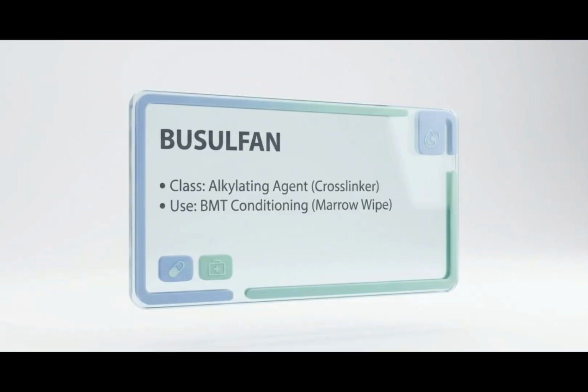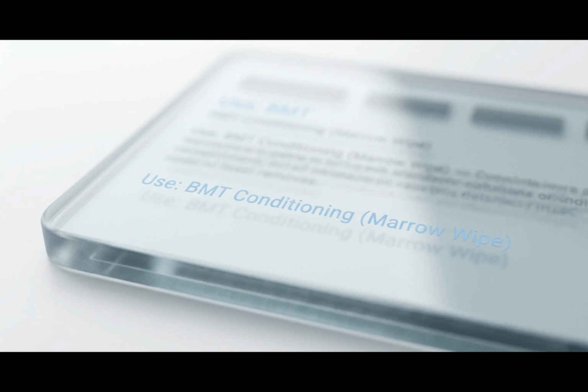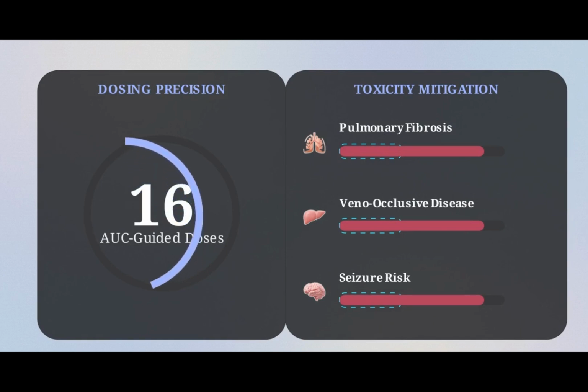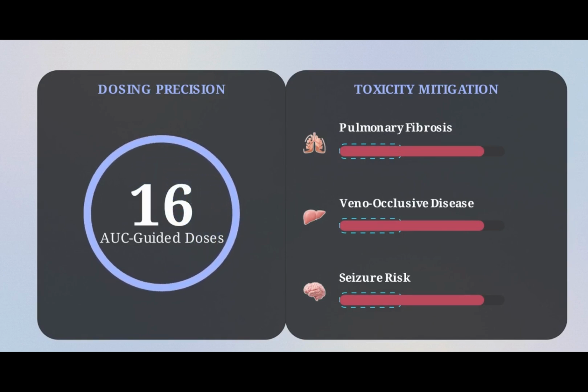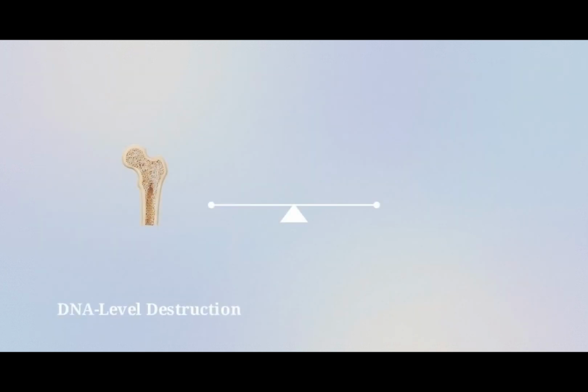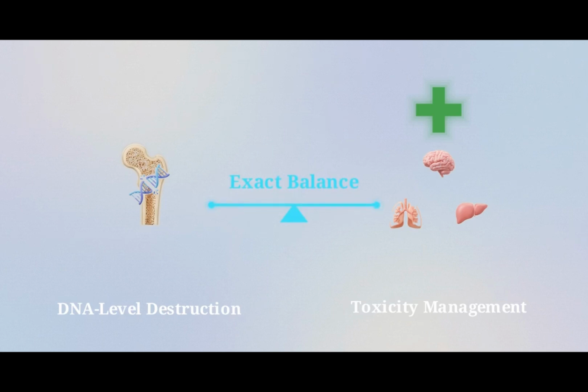Let's review the clinical profile. Busulfan is an alkylating agent that creates fatal DNA crosslinks. Its primary modern use is in pre-transplant conditioning regimens to eradicate bone marrow stem cells. Dosing relies on a strict 16-dose weight-based protocol managed through continuous AUC-guided drug monitoring. Success depends on mitigating pulmonary fibrosis, veno-occlusive disease, and preventing seizures. The transition from DNA-level destruction to a successful bone marrow transplant requires this exact balance of dosing precision and toxicity management.